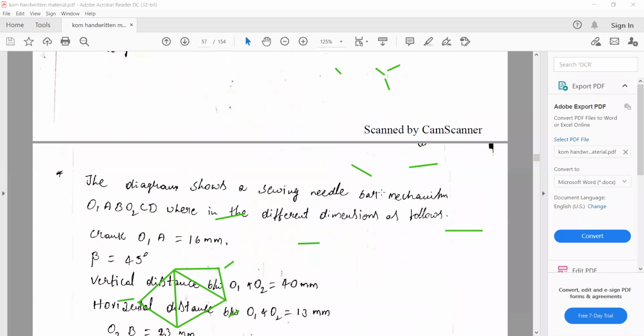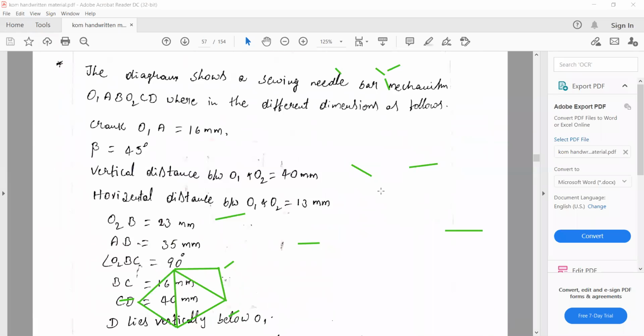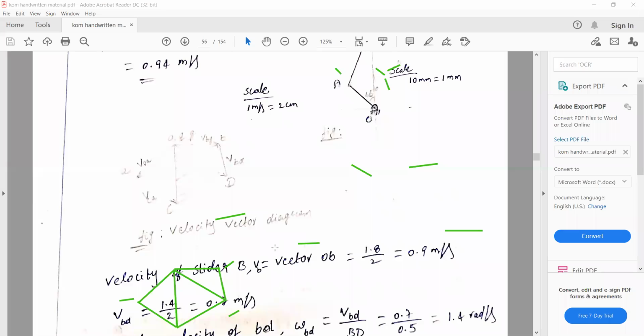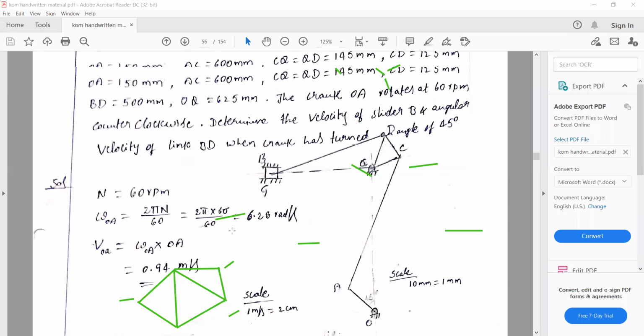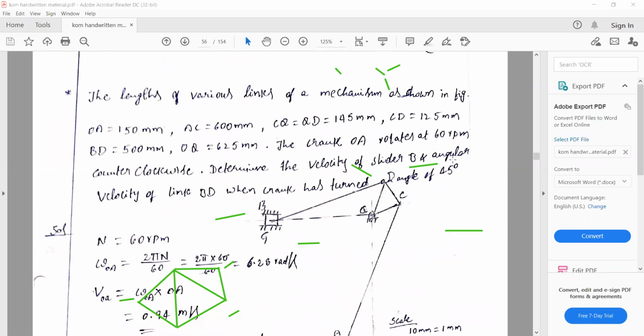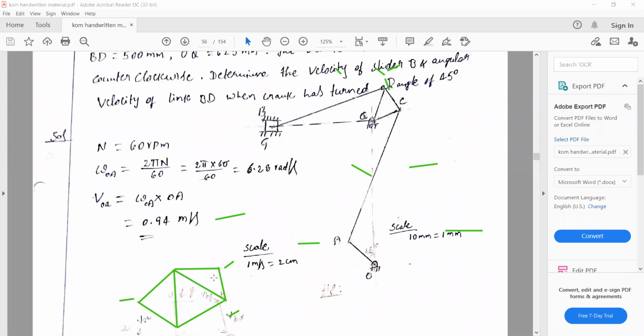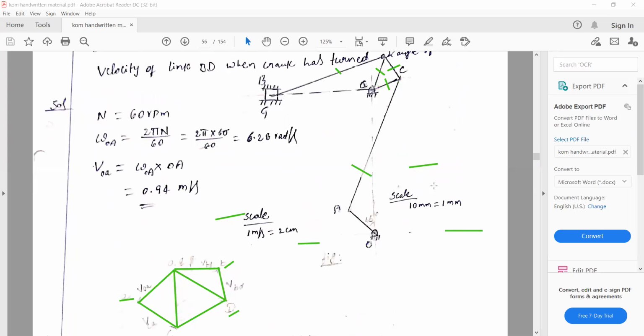Now, are any other values asked here? Only these two values are identified: the slider velocity and the angular velocity of BD. So you have to finish it in this particular way. The main thing is how to construct the velocity vector diagram. That is very important. Is it clear?